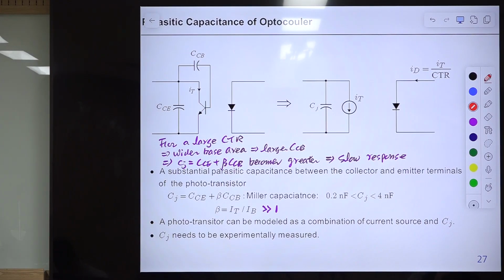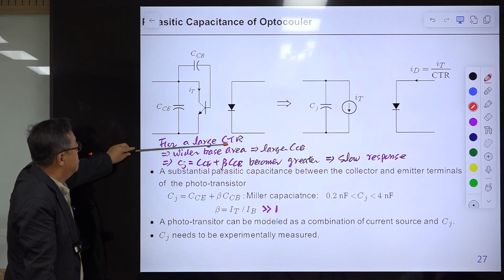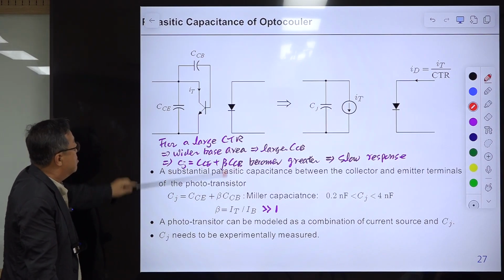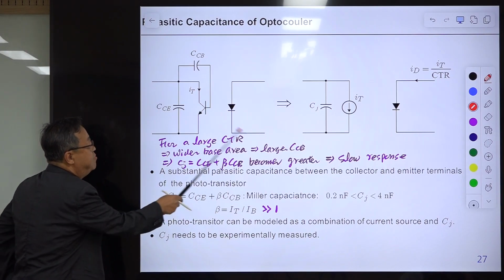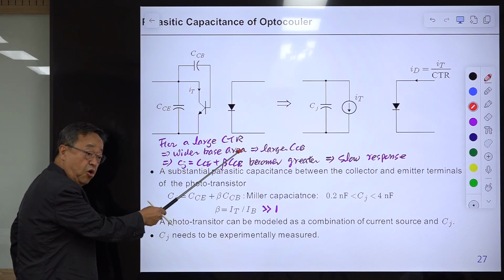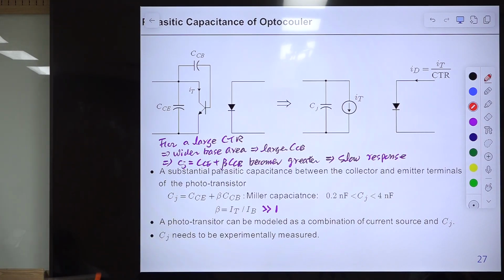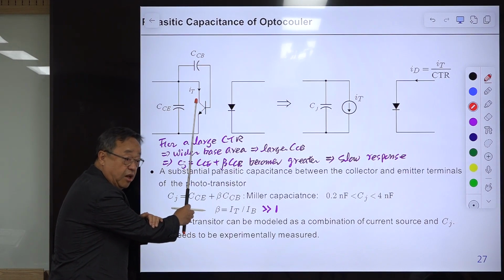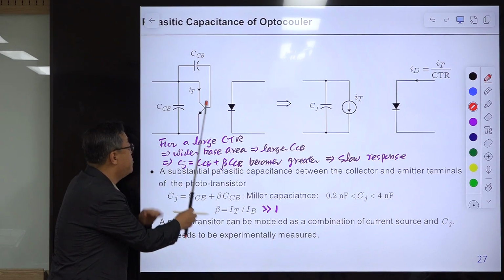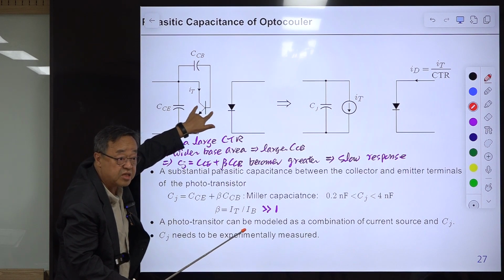Something about the parasitic capacitance of the optocoupler. This parasitic capacitance is large. The reason for this is you want to have effective photon transmission. So a larger CTR is desired. Then you want to have a wide base area. This is the physical base area, so this becomes wide. Then the parasitic capacitance between them becomes large.